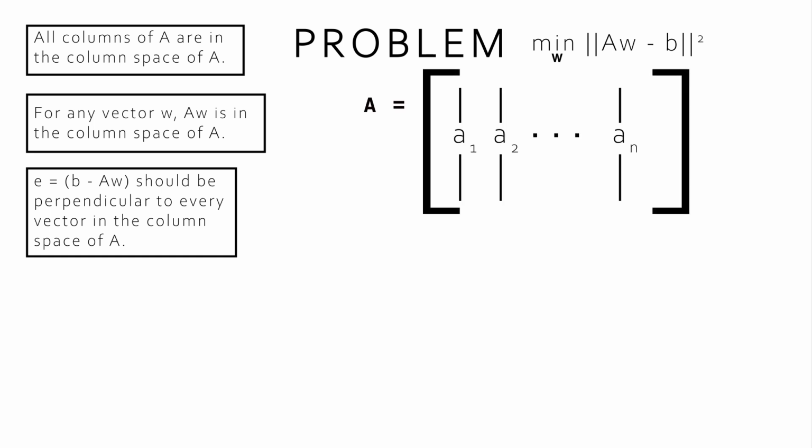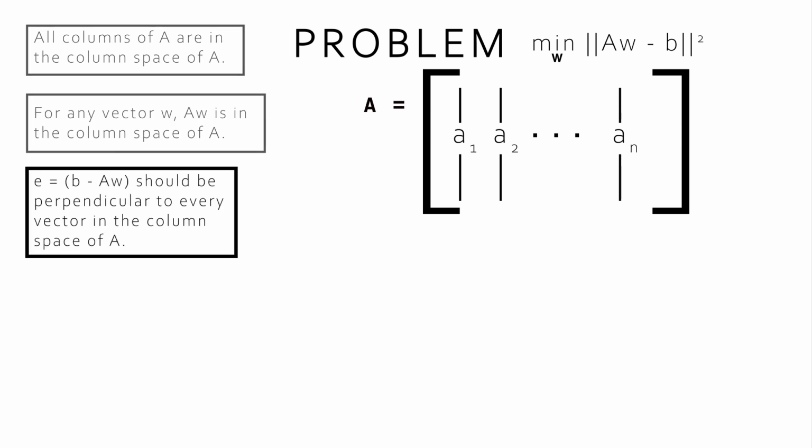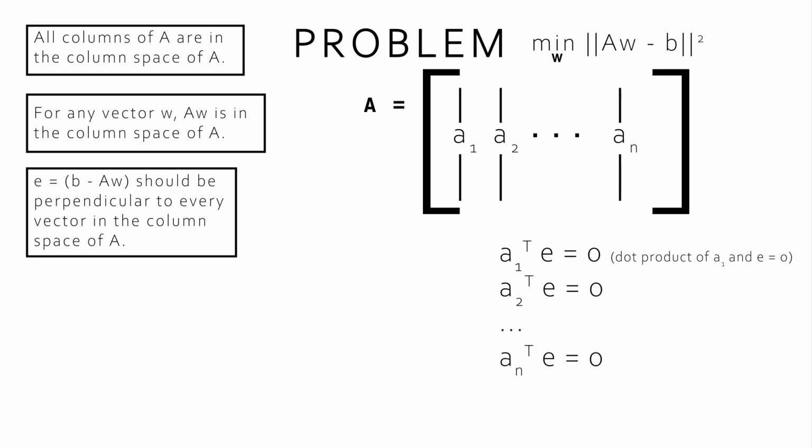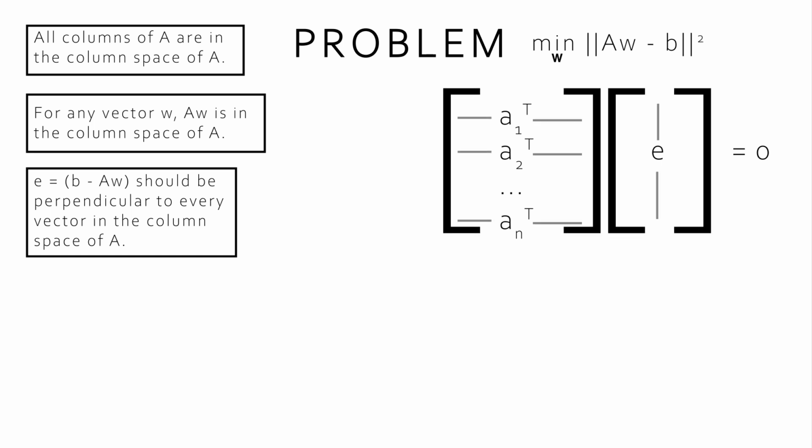So, if the columns of A are denoted as A1, A2, and so on up to AN, then since all vectors from A1 to AN are in the column space of A, E should be perpendicular to all of them. This can be written as A1 transpose E equal to 0, A2 transpose E equal to 0, and so forth. This can effectively be written as the matrix A transpose E equal to 0.